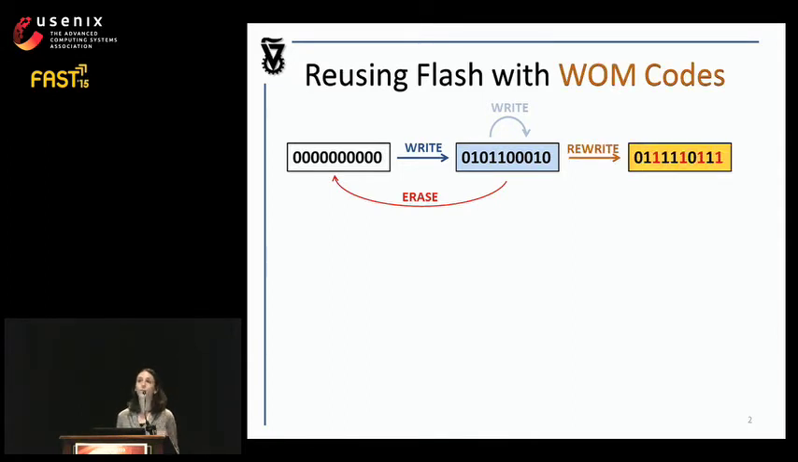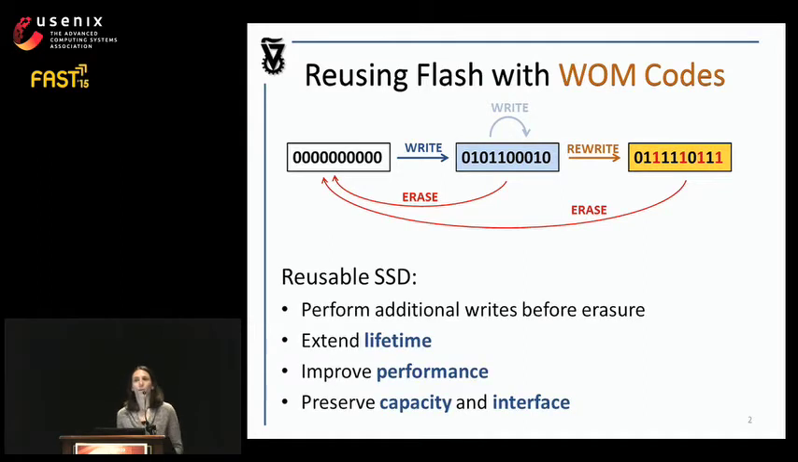With WOM codes, we can perform additional writes, which means we turn some of those leftover zeros back into ones, and then we have additional information that's encoded on the page. Again, after this is done, we have to erase the block that the page belongs to, and the cycle begins again. So in reusable SSD, we perform these additional writes before every erasure, which means we can reduce the number of erasures that we perform, and this extends the lifetime of the SSD. This also improves performance, and we're able to do that while preserving both the capacity and the interface of the original SSD.